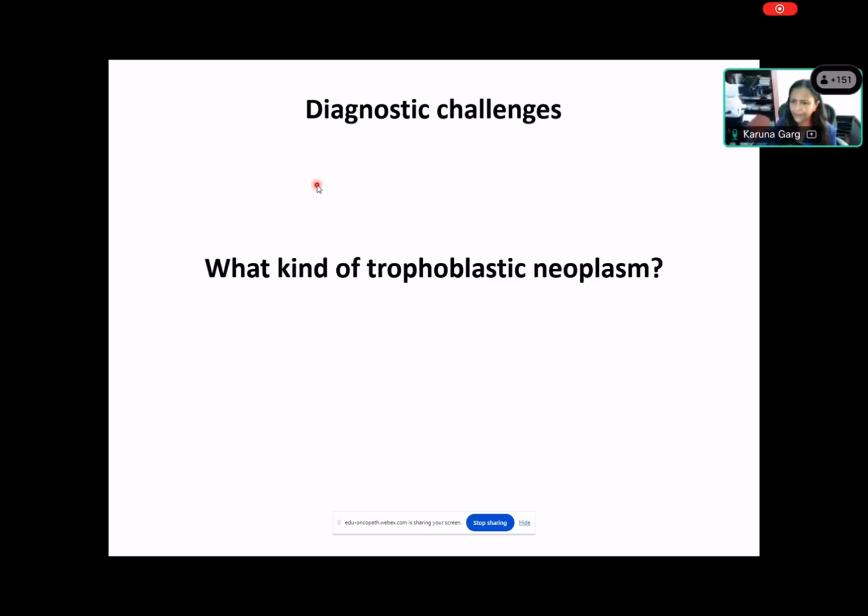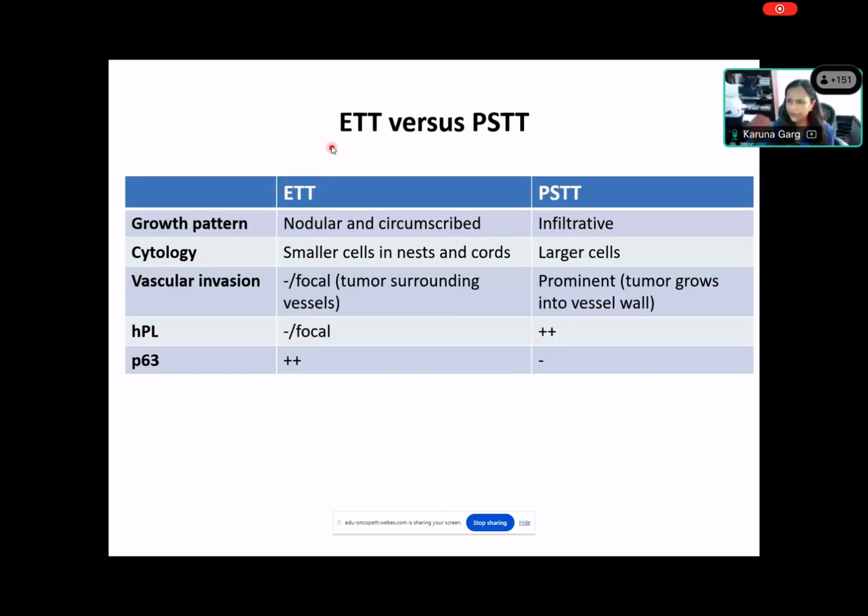So the next scenario is what kind of trophoblastic neoplasm. I've just put a table here for ETT versus PSTT. The growth pattern of ETT, like I said before, is nodular and circumscribed. PSTT tends to be infiltrative. You can see vascular invasion in both.